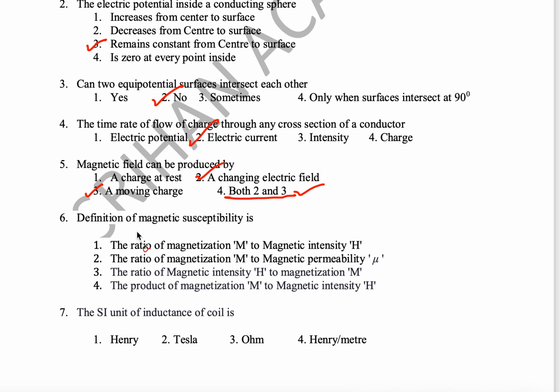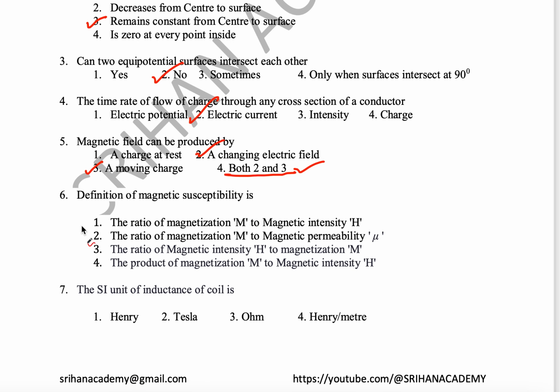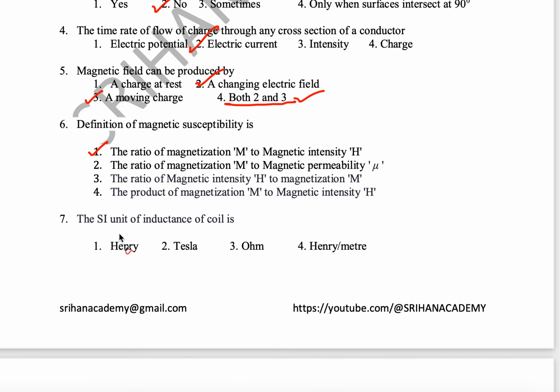Next one, definition of magnetic susceptibility. The definition of magnetic susceptibility means the ratio of magnetization to magnetic intensity. So the first option is correct, students. And the next, 7th question, the SI unit of inductance of the coil. The SI unit of the inductance of the coil is Henry.